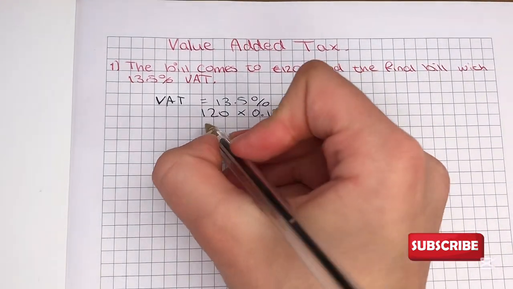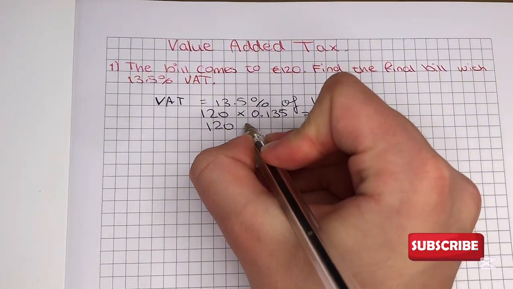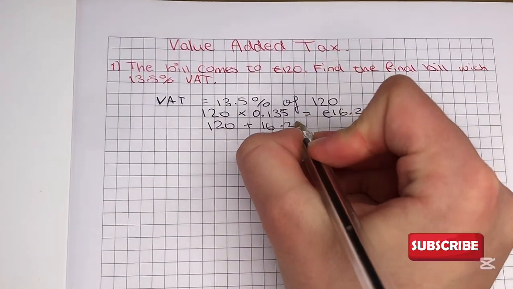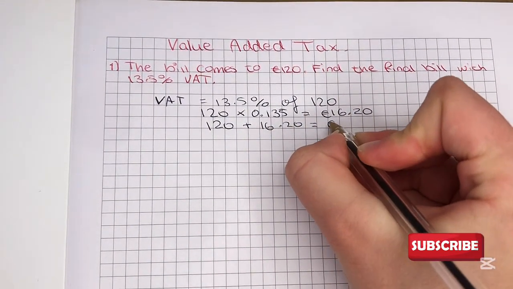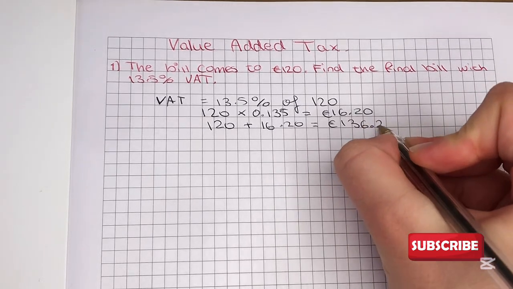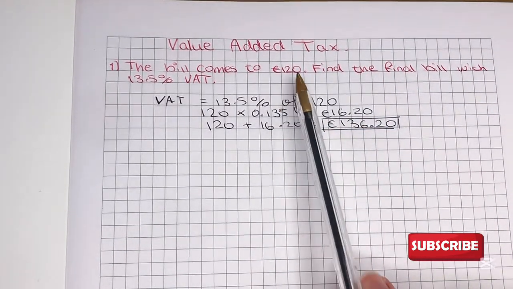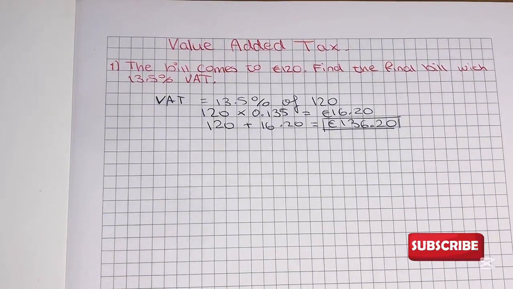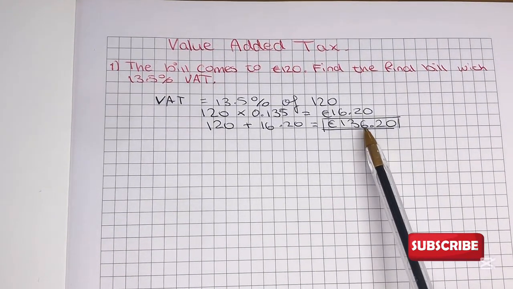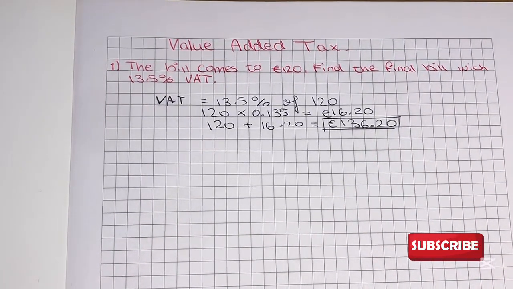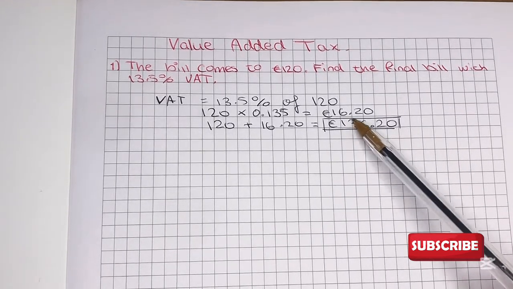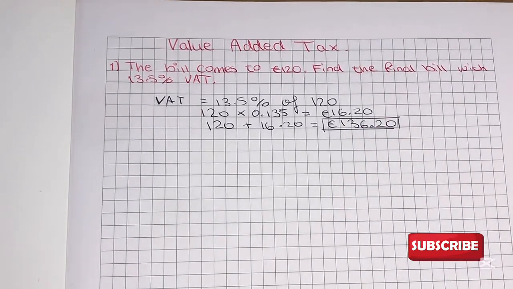So all we need to do is just do 120 plus 16.20, which gives us €136.20. Actually, we are not paying €120 for this bill. We are actually paying €136.20. And that €16.20 goes to the government.